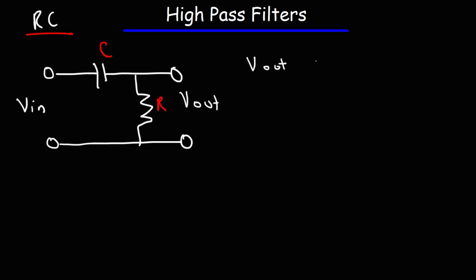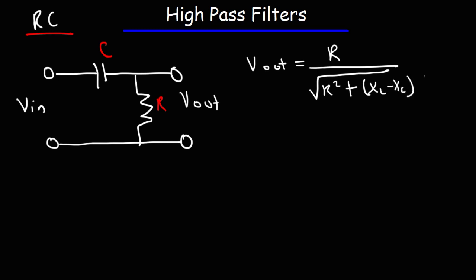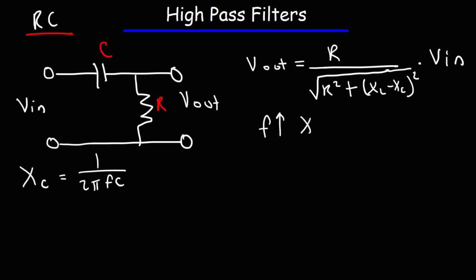The output voltage is going to be equal to R divided by the impedance Z, which is the square root of R squared plus XL minus XC squared, and then this will be times the input. Now keep in mind, the capacitive reactance is 1 over 2 pi FC. So as the frequency increases, the capacitive reactance will decrease, because anytime you increase the denominator of a fraction, the value of the whole fraction goes down.